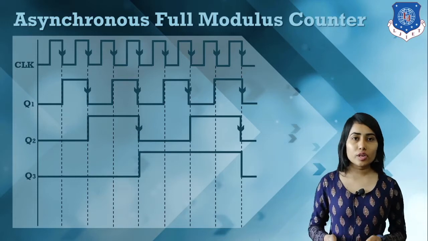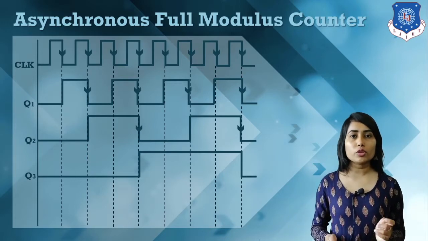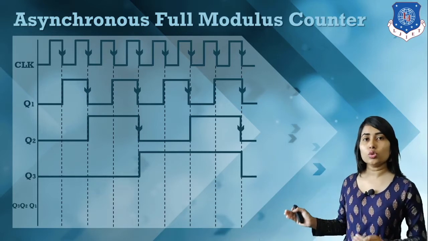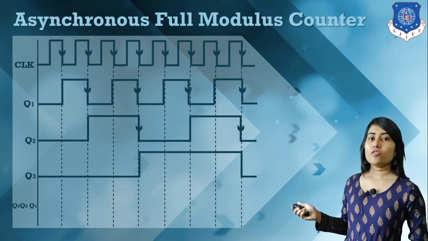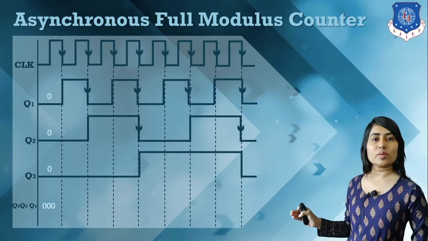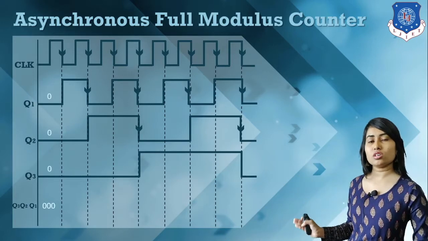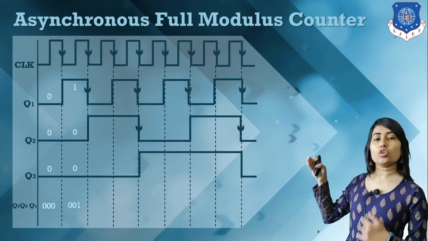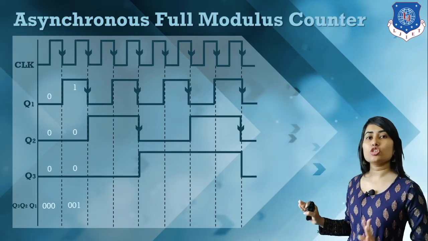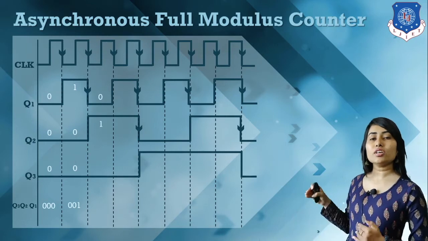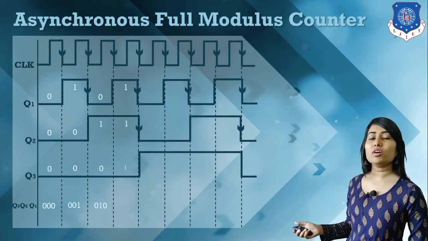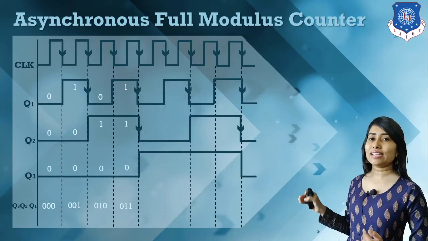Now we read our output as Q3, Q2, Q1. First we have 0 0 0, that is 0. Then here we have 0 0 1, so basically this is 1. Then here we have 0 1 0, that is 2. Then here we have 0 1 1, that is 3.